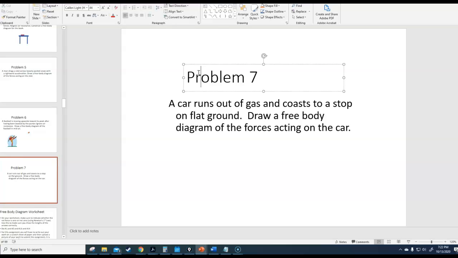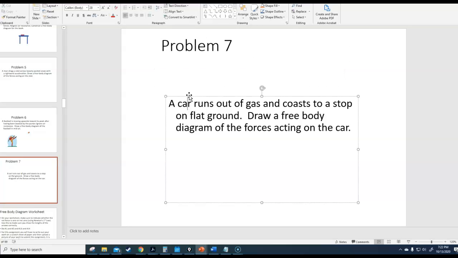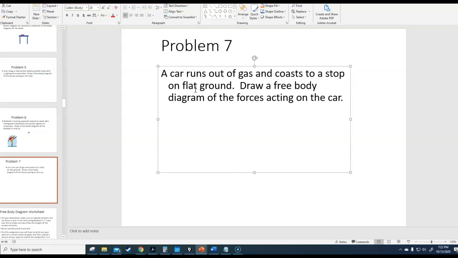Alright, so we're just going to do one more example and then you can get to your practice worksheet. A car runs out of gas and coasts to a stop on flat ground. If you don't know what coasting is, that's where you run out of gas and the engine doesn't apply force pushing you forward anymore. So you're still moving, but you're kind of moving on inertia. Okay, the car is like basically dead.